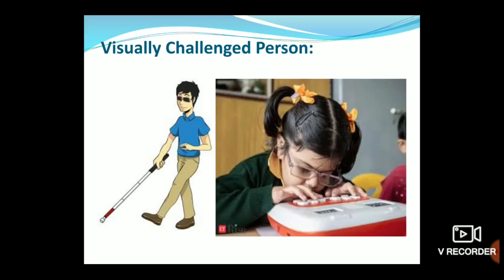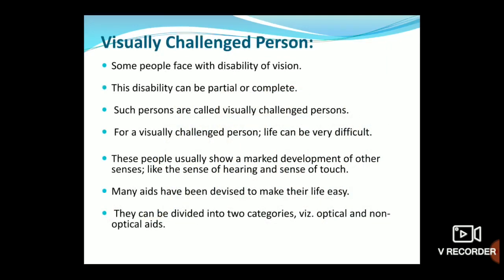So a visually challenged person can either have partial loss of vision or complete loss of vision. Most visually challenged persons have a better sense of touch, smell or hearing than normal people. Such persons try to identify things by developing their other sense organs sharply and putting them to effective use. So many aids have been devised to make their life easy.